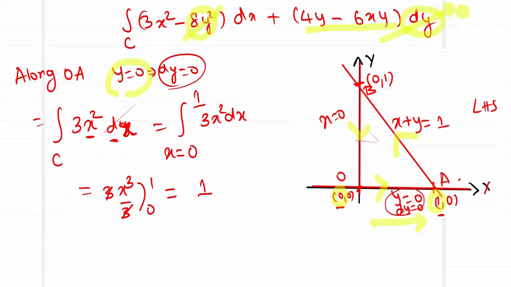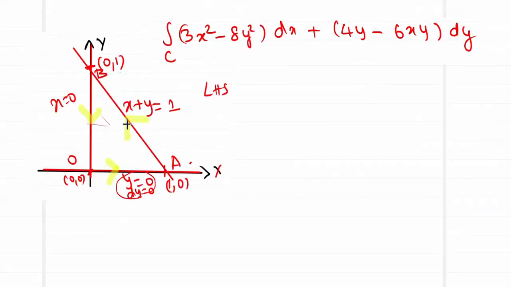Now let us move to the second part. Now when we move to the next part, we are moving along the line AB. What is the name of the line AB? x plus y equal to 1. So we have x plus y equal to 1. We will have to convert it into one variable because I have only one integration. So we will see which is going to be the best. The most preferable value is going to be, I have y to be present over here.